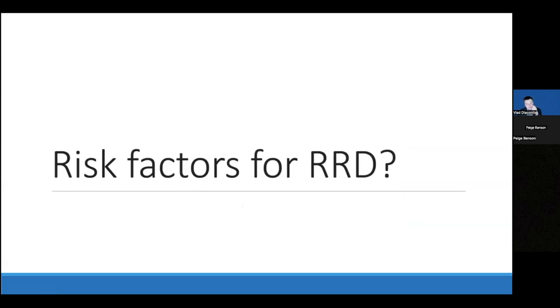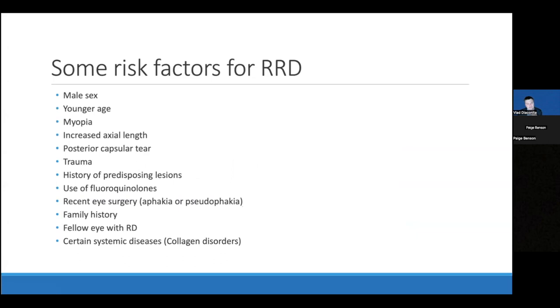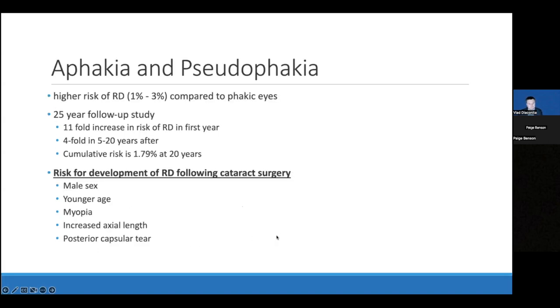Good. And we went through this already, so I'll just quickly go over it, but there's a lot of risk factors for RD. So being a man because of the trauma, younger age. So younger is relative, but younger in my practice is 40 to 60, as opposed to 70, 80 or 90. And myopia, being nearsighted, axial length goes with myopia, so having a long eye. Having a complicated cataract surgery is the next one. Trauma, like I said, having a tear or predisposing lesion. There's some meds that can do it too, and I won't go into that, but recent surgery, I said, family history, of course. The other eye had an RD, of course. And then certain systemic diseases like collagen disorders, et cetera.